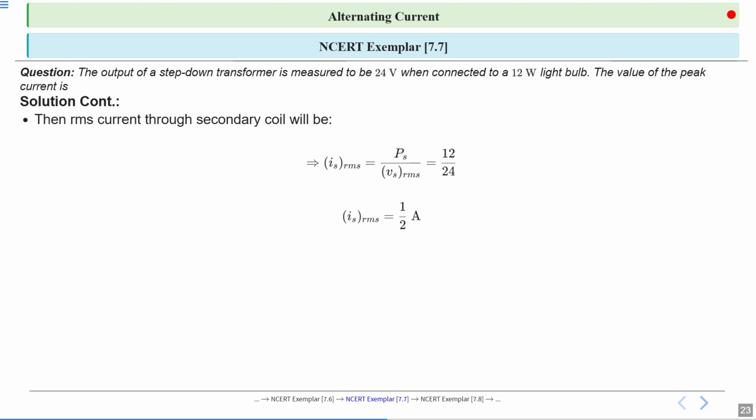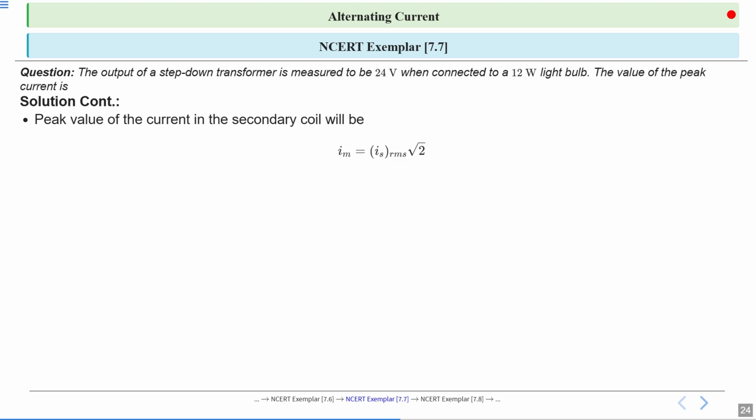So IS RMS will be the current flowing through the secondary coil, and hence the current flowing through the light bulb, because only the light bulb is connected across the secondary coil. So the current will be half ampere. The peak value of the current in the secondary coil will be Im equal to IS RMS into root 2. IS RMS we have calculated as half ampere, into root 2. So Im will be equal to 1 upon root 2 ampere.